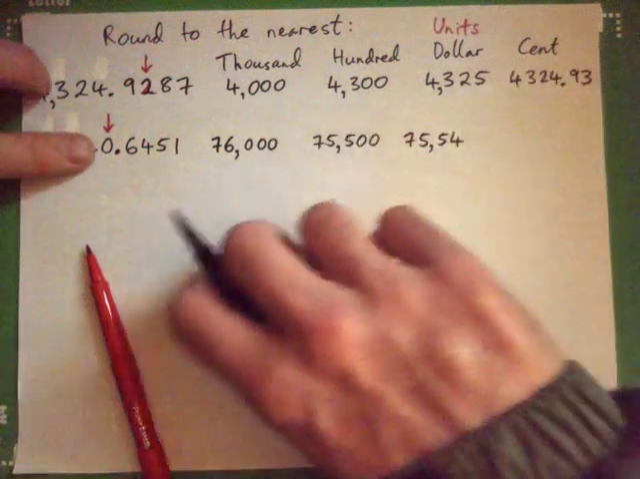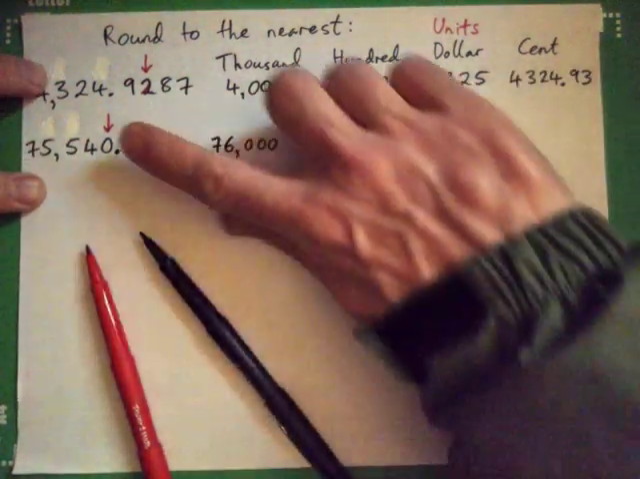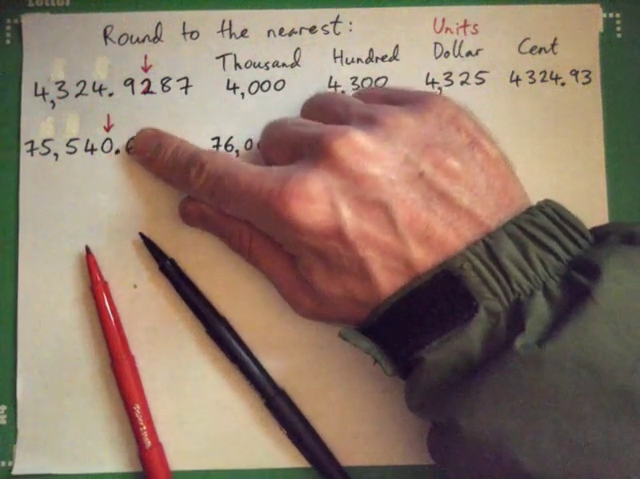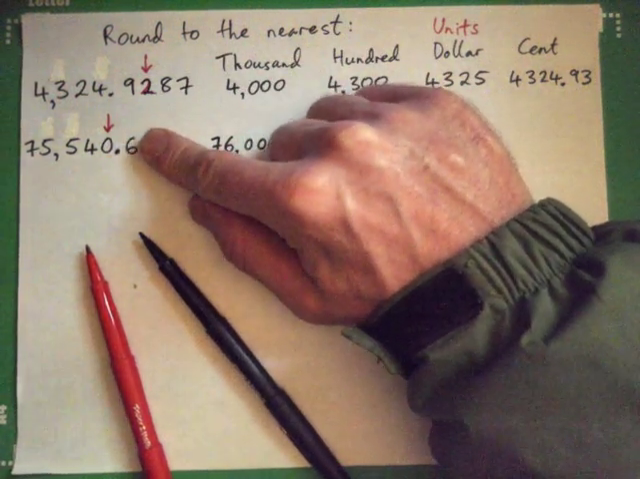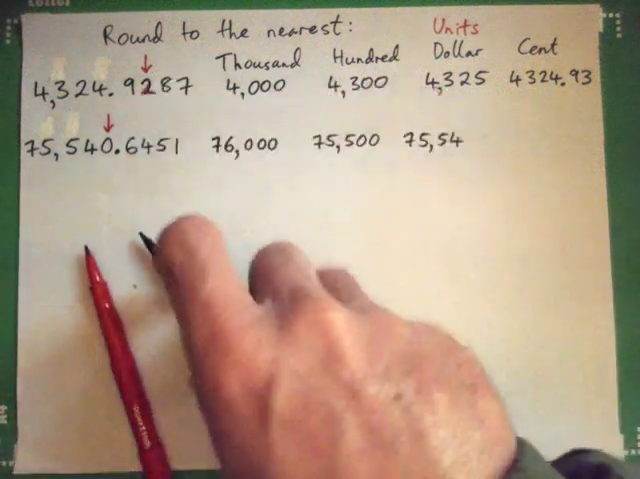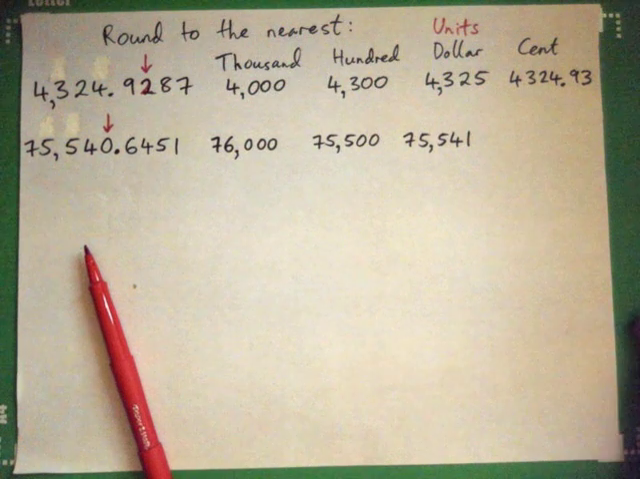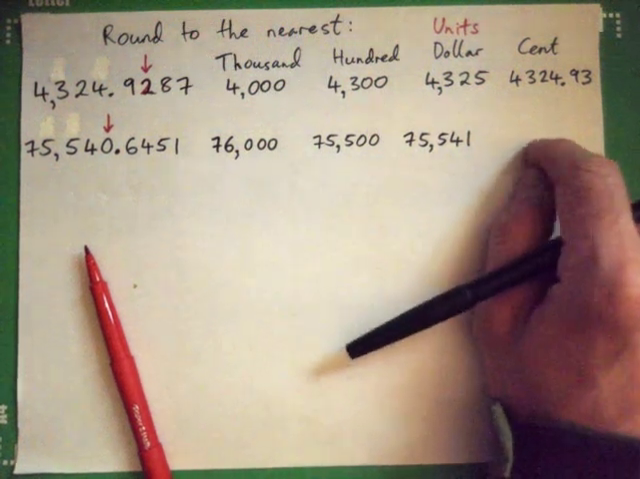So it's going to be 75,540 what? And again, it's either 540 or 541. It's one of those two. We just need to know, do we go up or down? That's it. So we go up. 541, right? And that's rounded to the nearest dollar. Now round to the nearest cent.